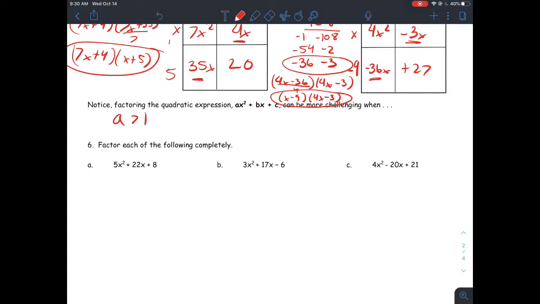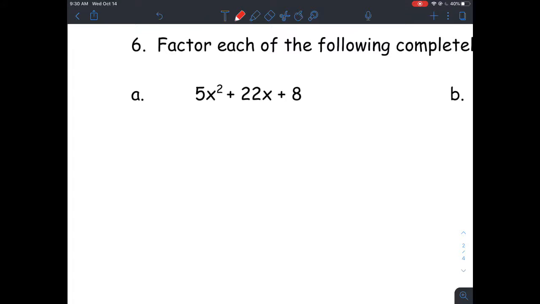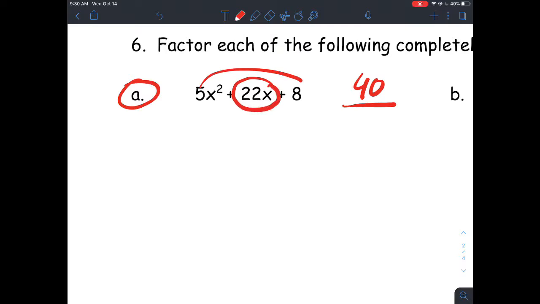All right, so let's go ahead and try these out. I want you guys to give these a shot. I know you know how to do these, so try and do A. All right, so when I did A, I did 5 times 8. That's going to give me 40. All right, and then 2 numbers. I'm looking for 2 numbers that are going to add to give me 22. So it looks like 2 and 20 are going to be some good choices here.